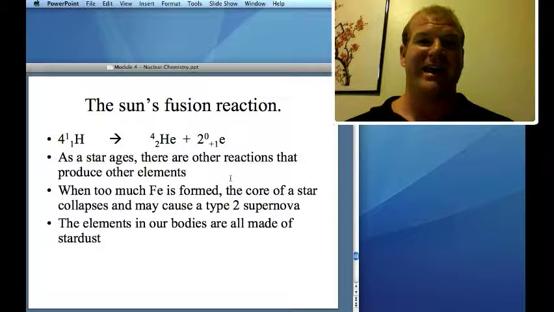And any element heavier, higher than iron, number 26, has been made in a supernova event of a star. And most of the atoms in our bodies, with the exception of hydrogen, is stardust. So we're all made of stars.